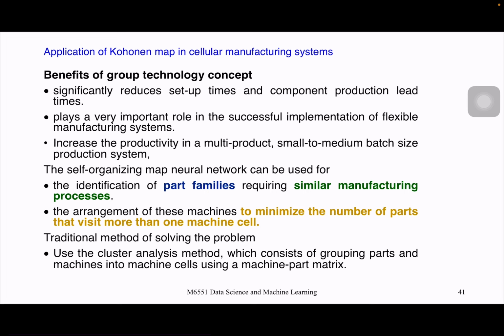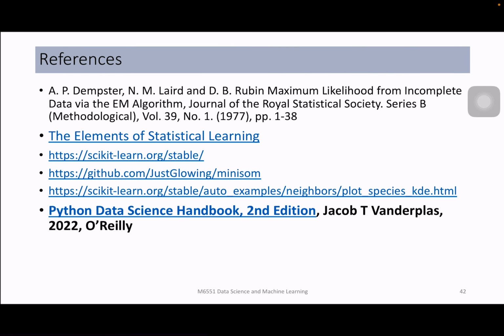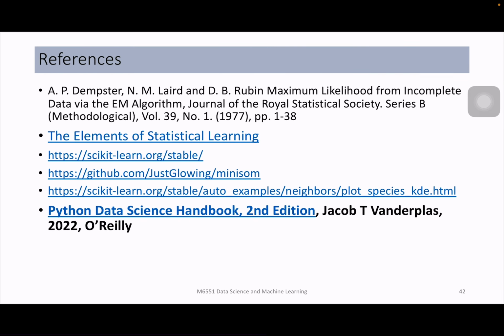The traditional method of solving this problem is the use of clustering methods, which group parts and machines into machine cells using a machine-part matrix. So this is the reference.